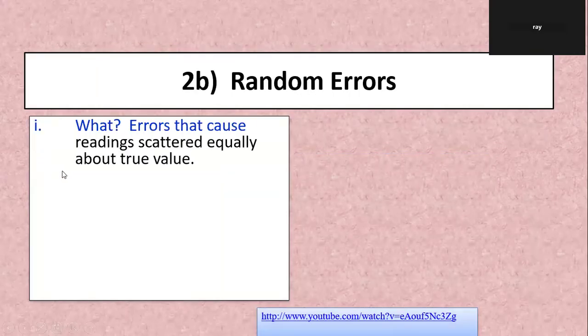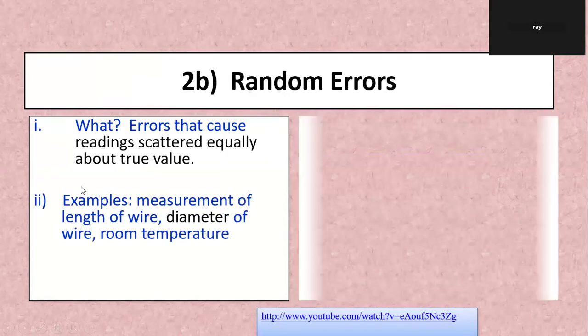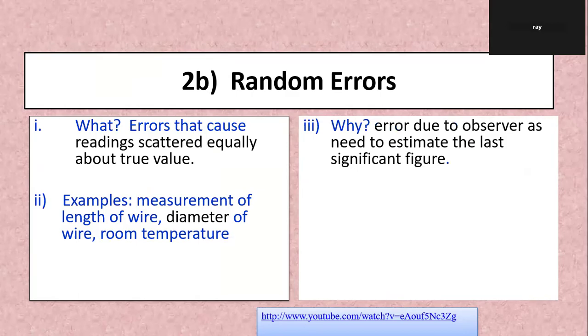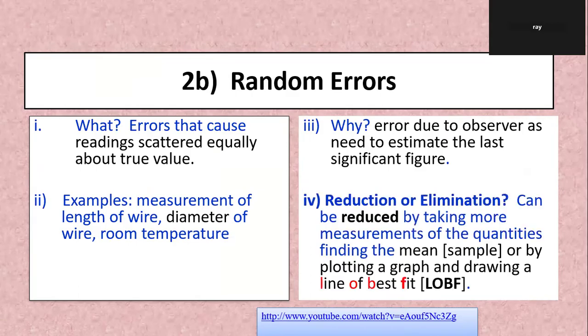So memorize: reading errors cause readings to scatter equally about the true value. Examples are measurement of length, diameter of wire, room temperature. Why do we have random error? Error due to the observer, as you need to estimate the last significant figure. Can we reduce it or eliminate it? It can be reduced by taking more readings of the quantity and finding the mean if it's a sample, or by plotting a graph and drawing the line of best fit.